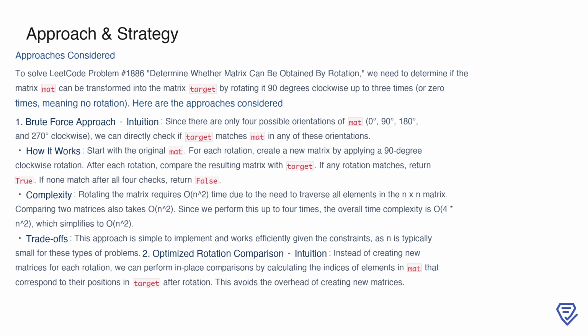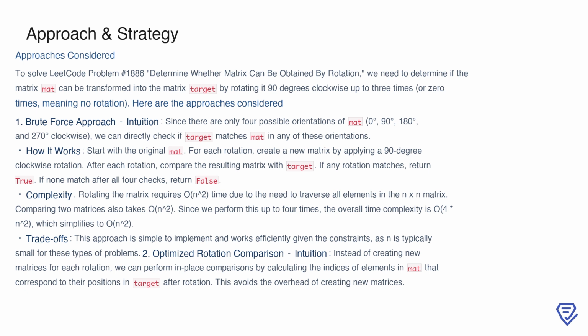Here's how it works. We start with the original mat and apply a 90-degree clockwise rotation to generate a new matrix. After each rotation, we compare the resulting matrix with target. If any of the comparisons match, we return true. Otherwise, after checking all 4 orientations, we return false.